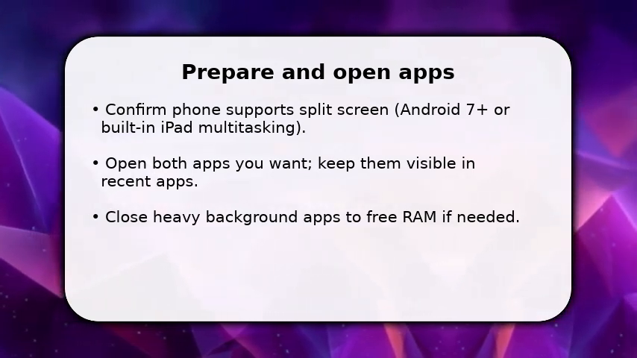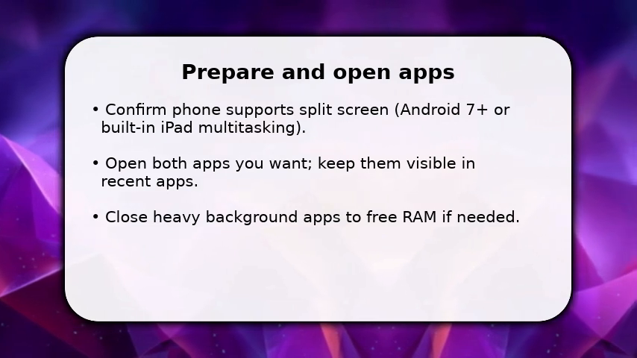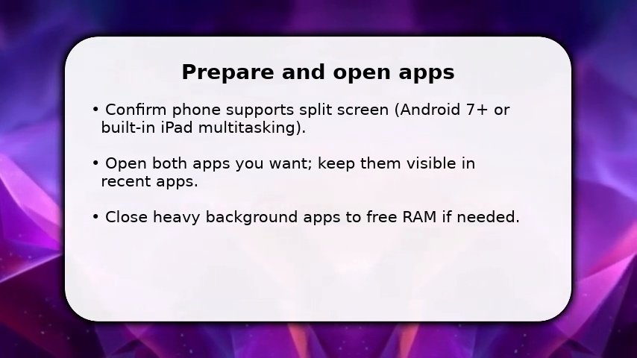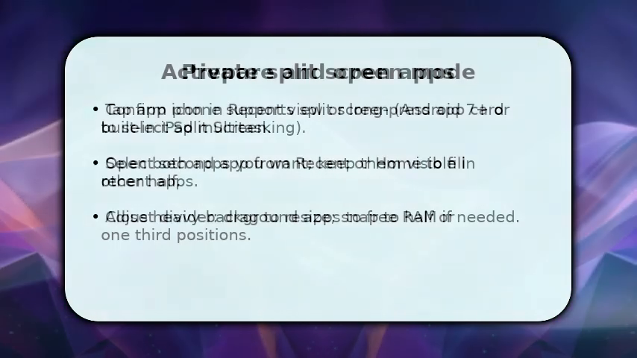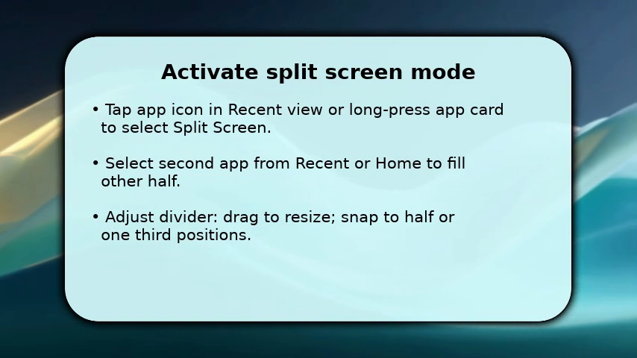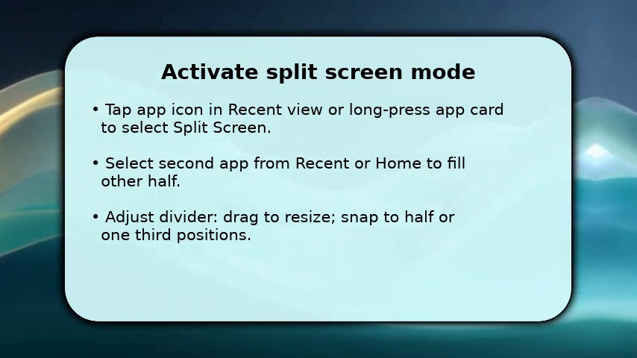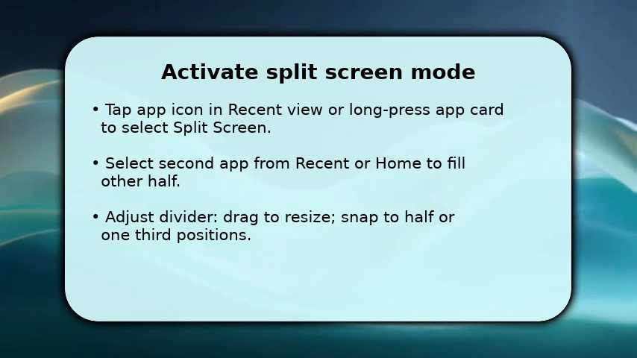You'll act quickly now. Locate the first app's menu or app card because the next step pins it to the top or left and begins the split process. Next, activate split screen by long pressing the app's icon in Recent and choosing split screen, or use the three-dot menu if present. This pins the first app to one side.